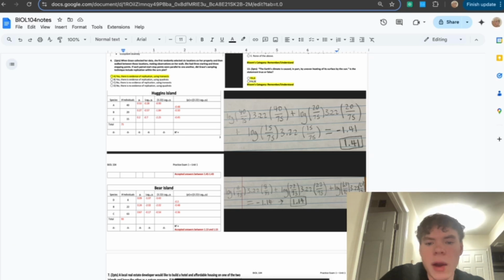And then when you get it in your calculator, it's going to be a negative number, but you just flip it to a positive. So it's pretty straightforward. That's how you would calculate the H value. And once again, that is a measure that takes into account the species richness and species evenness of an area.